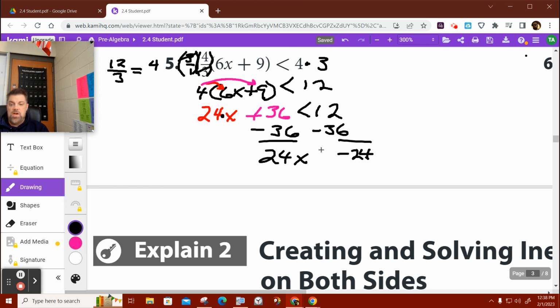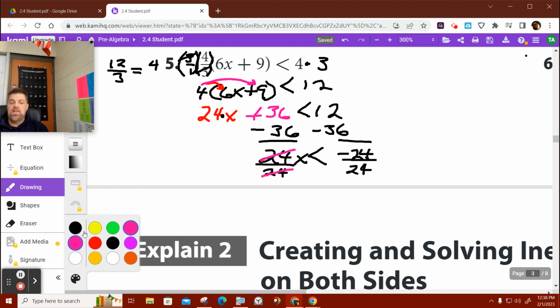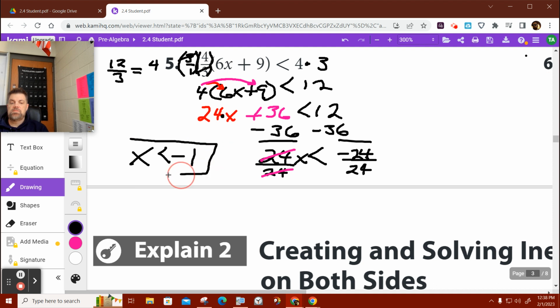So anyways, now what do I do to move the 24 away? Just divide this by 24. Whatever I do on one side, I do on the other. And so these 24s will cancel. This cancels with this. And then my final answer, I'm running out of room, but it's actually x is less than negative 1. Does that make sense? Yep.